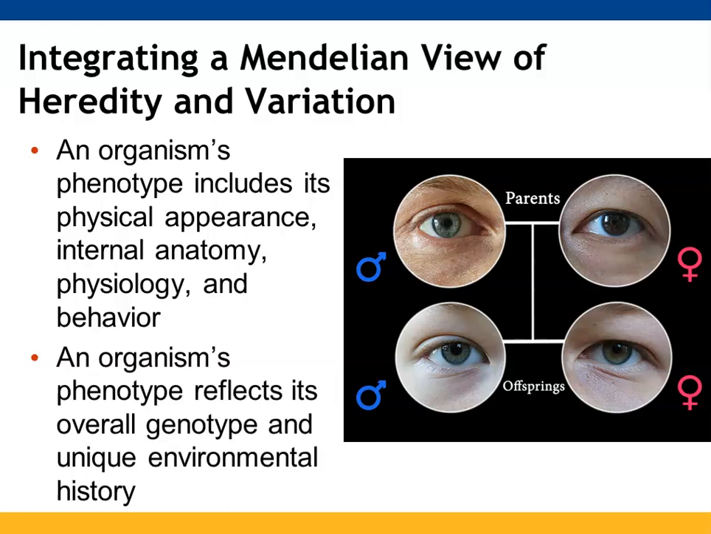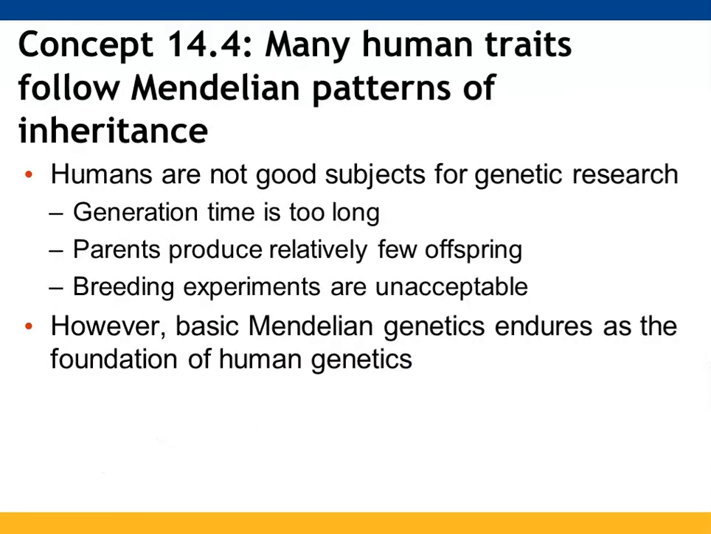An organism's phenotype involves the physical appearance, but it also can have an impact on your anatomy, on your behavior, on your physiology. So phenotypes are not just based on your genotypes, they're also based on your environmental circumstances. A lot of human traits follow these Mendelian patterns, but humans are not going to be the greatest organism to use to study genetic research. The word I could not come up with in class.